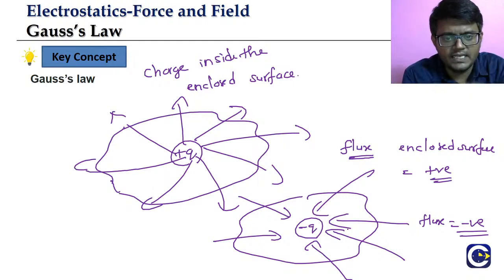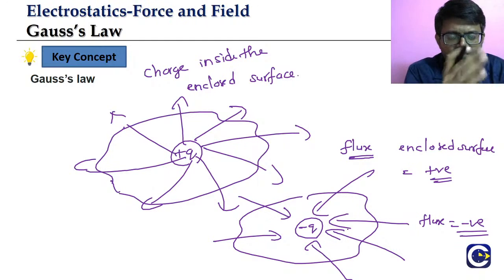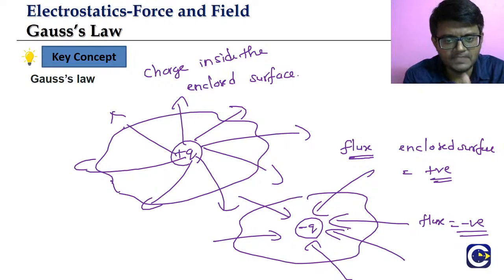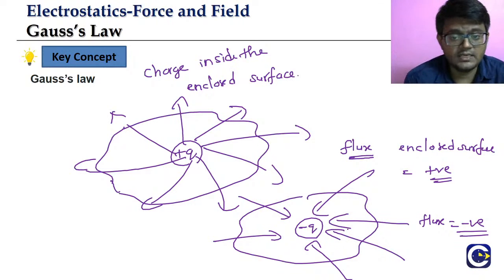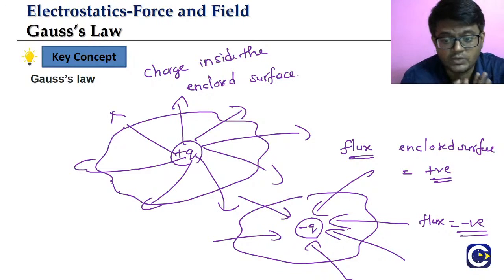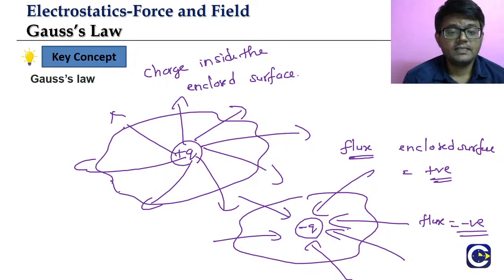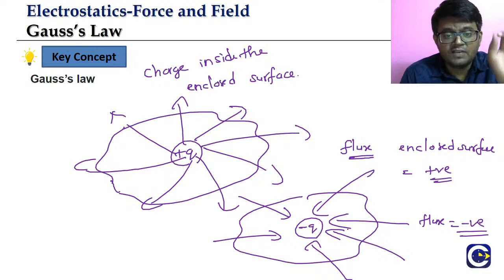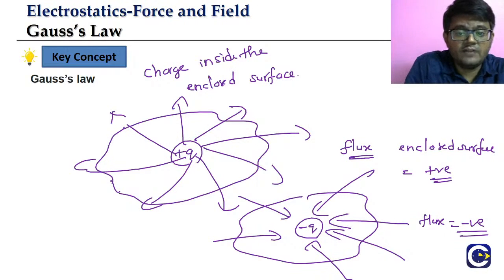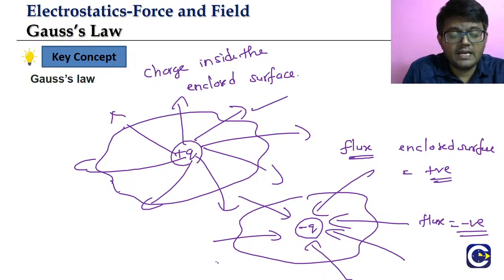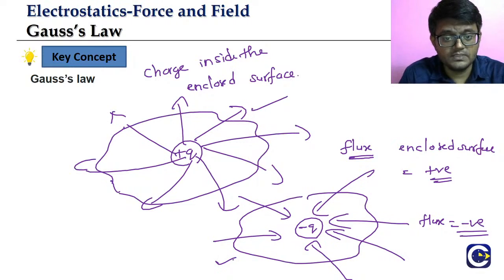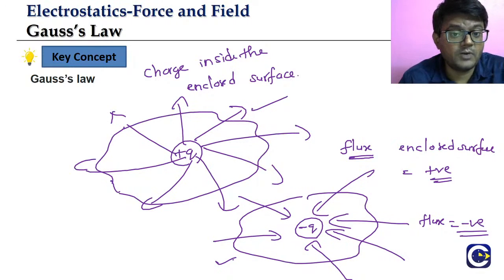Why? Because when the field lines are entering, the angle between the small area element that you take on the surface and the electric field direction, right, they both will be making an obtuse angle. So the flux term will be coming as negative. Okay? But the point is, flux can be positive or flux can be negative, but flux is depending upon what? See, the number of field lines coming out or the number of field lines going in. What does this depend on? It is depending upon the charge that you are keeping inside.